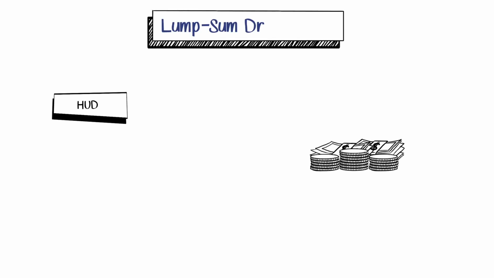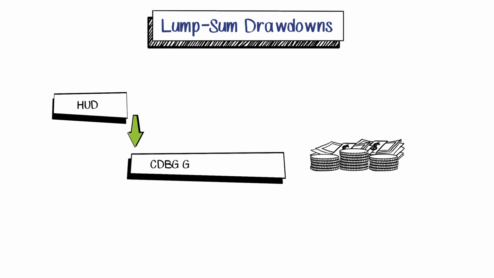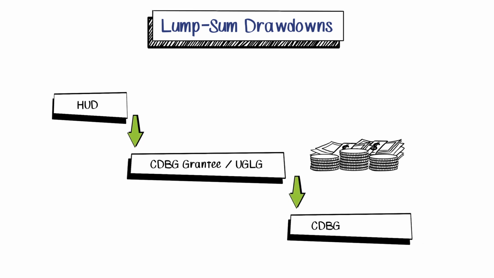Another tool that is available to finance housing for low and moderate income individuals who are in need of housing is the lump sum drawdown. CDBG grantees and units of general local government may draw CDBG funds in a lump sum to establish a rehabilitation fund in one or more private financial institutions to finance housing rehabilitation activities.